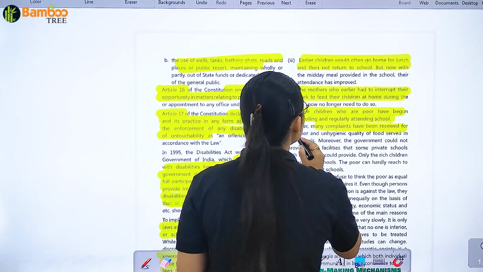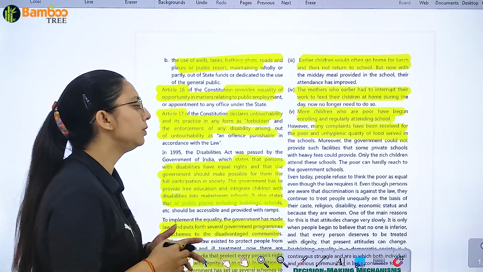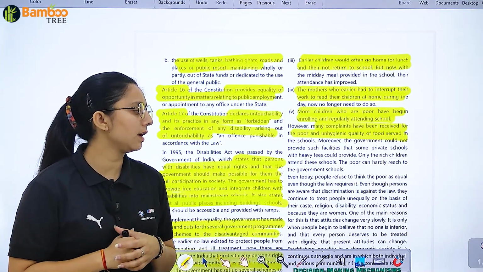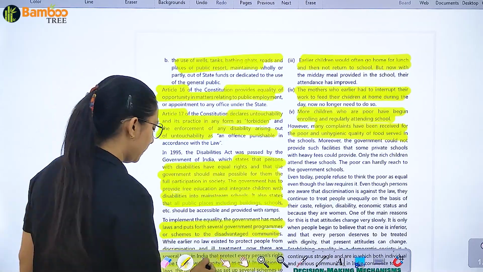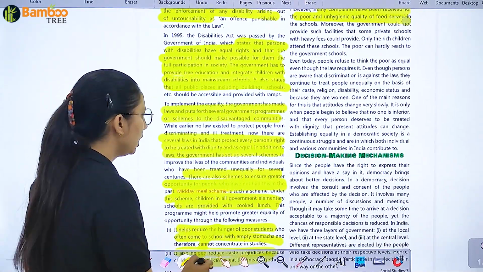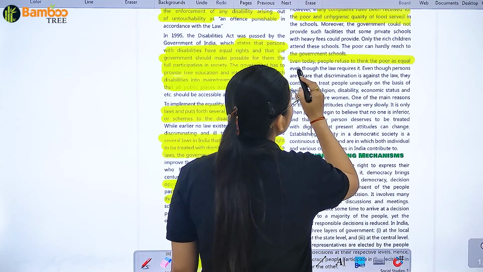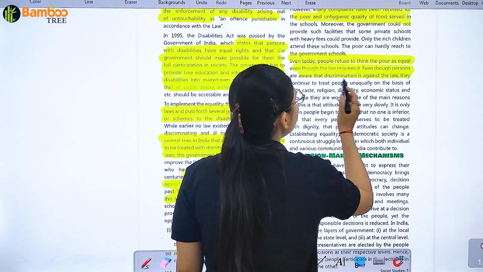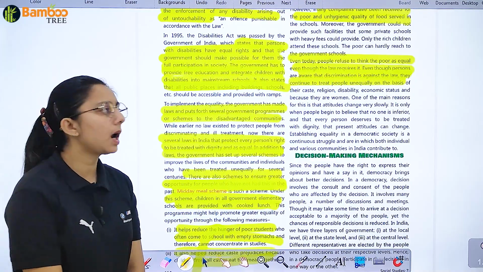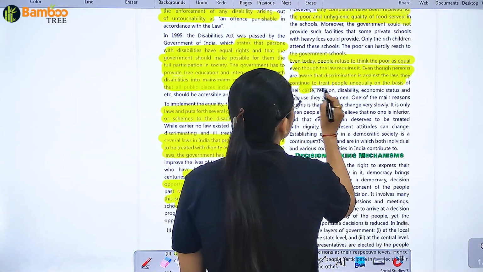Many complaints have been received about the poor and unhygienic quality of food which is served. Government could not provide such facilities as some private schools with heavy fees could provide. भाई जो private school जिनकी heavy fees होती है वो इन facilities को provide करते हैं. Even today, people refuse to think of the poor as equal, even though they are aware that discrimination is against the law. और आप continue करेंगे to treat people unequally?